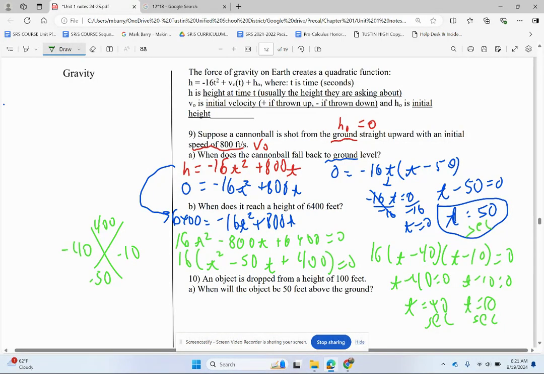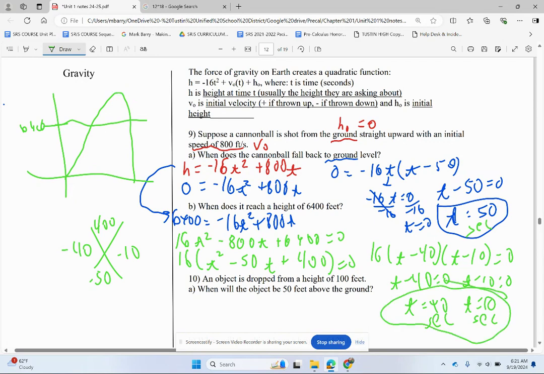All right. Now, do both of those answers make sense? Well, actually, I think they do, because when will it reach a height of 6,400 feet? You can imagine this cannonball is getting shot up, and it goes up and then goes back down. It's possible that the height of 6,400 feet is somewhere in the middle, so it hits it once on the way up and once on the way back down. So I think both of those answers are actually correct.